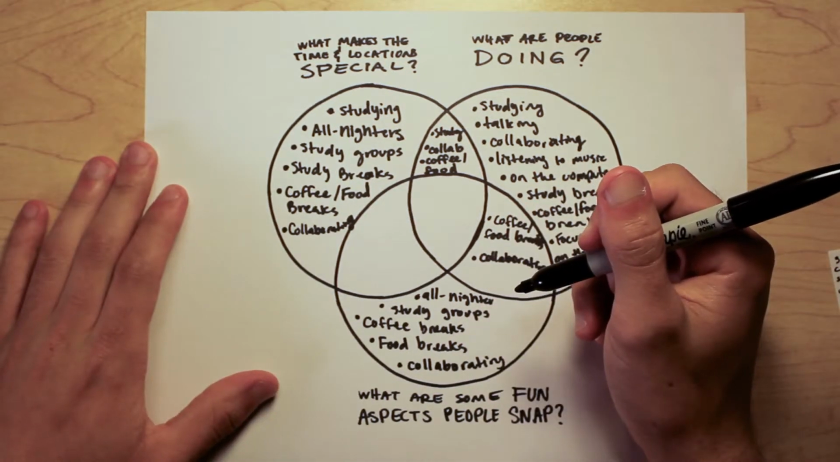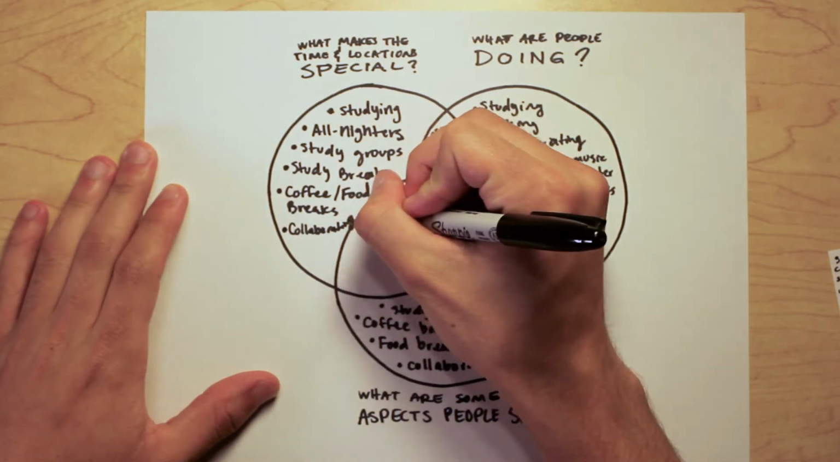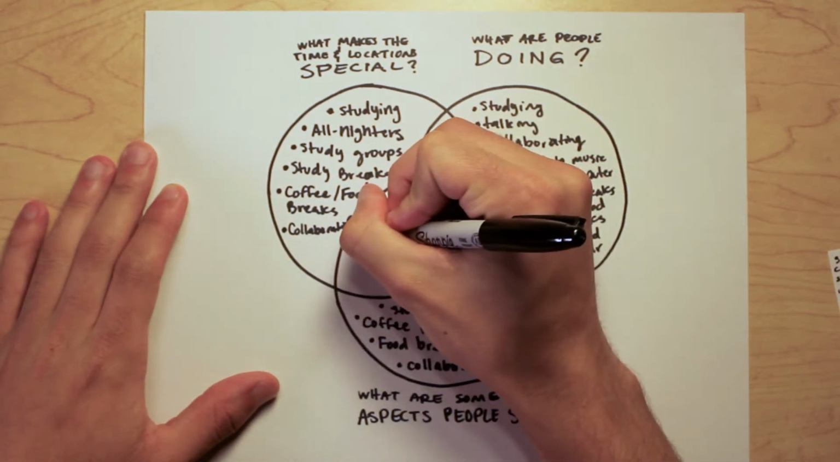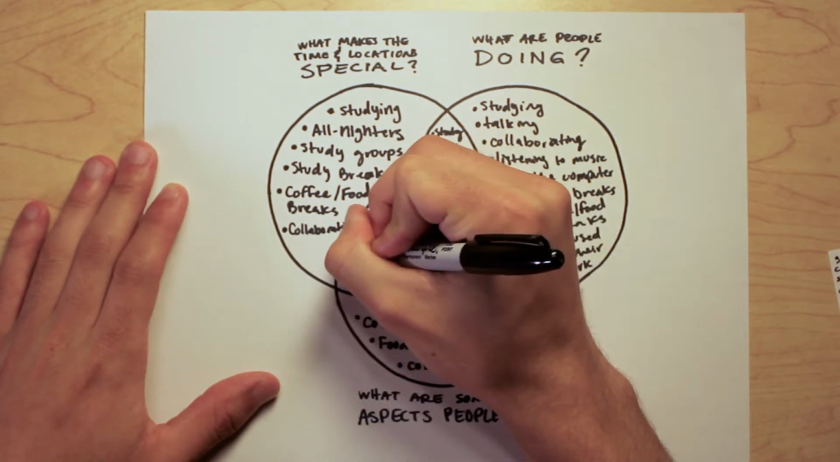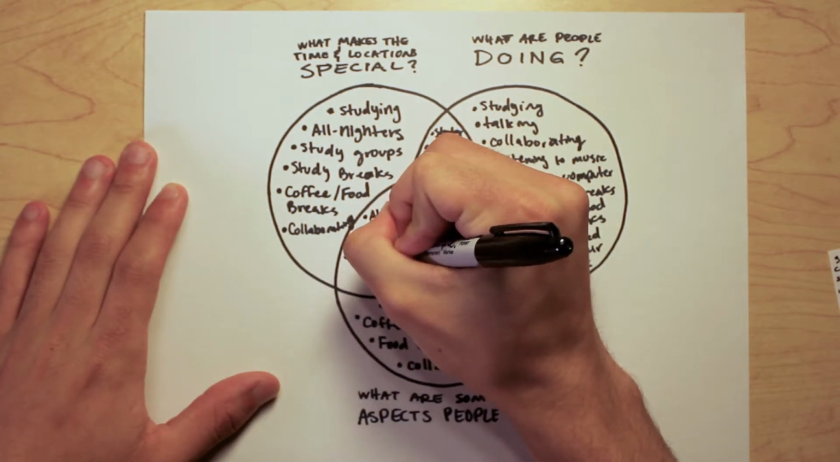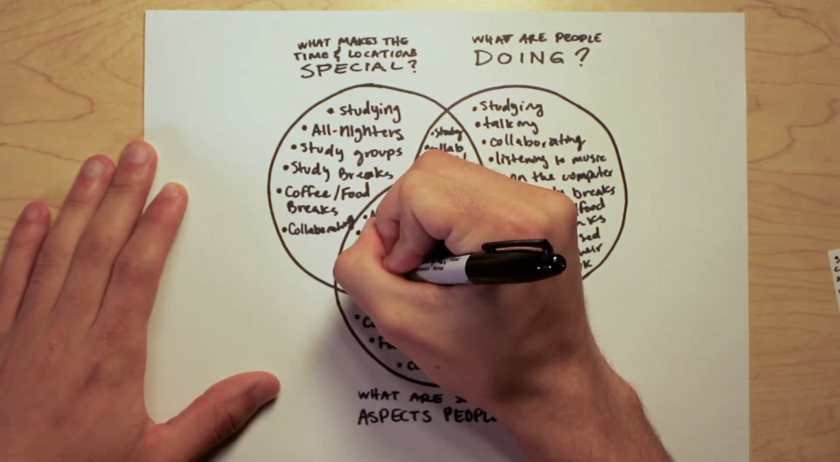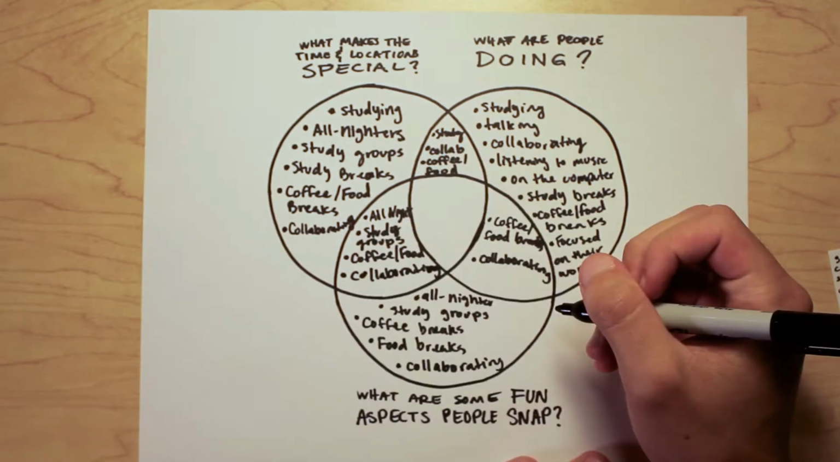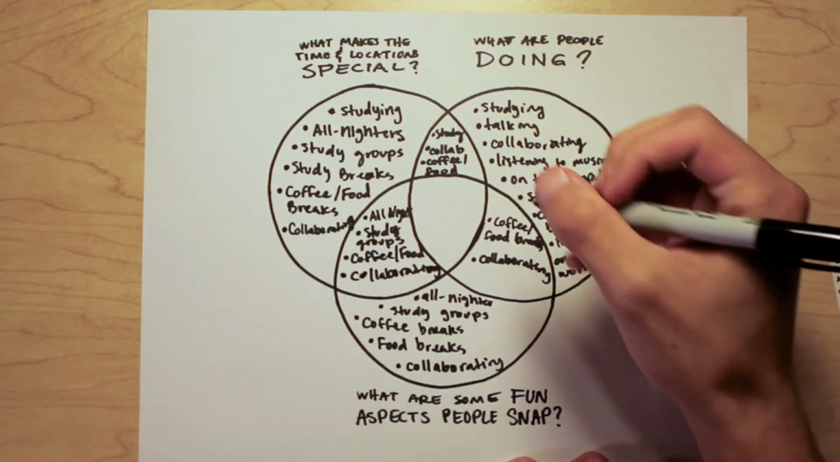And the similarities between 1 and 3 are all-nighters, study groups, coffee and food breaks, and collaborating. And so the commonalities between all of them happen to be coffee and food breaks and collaborating.